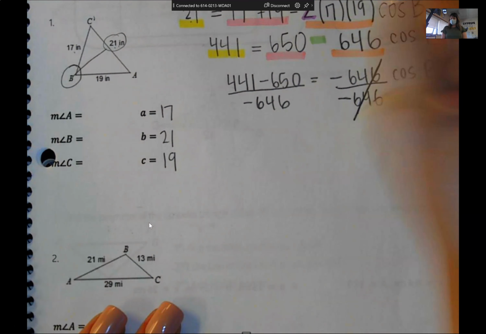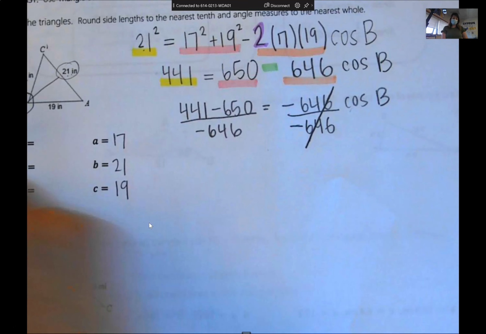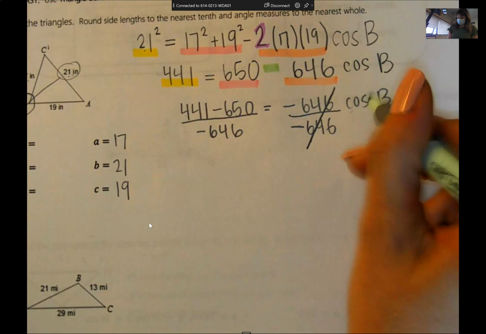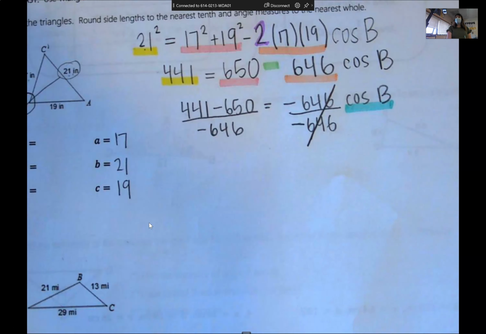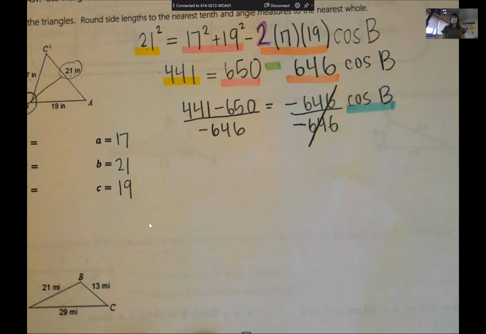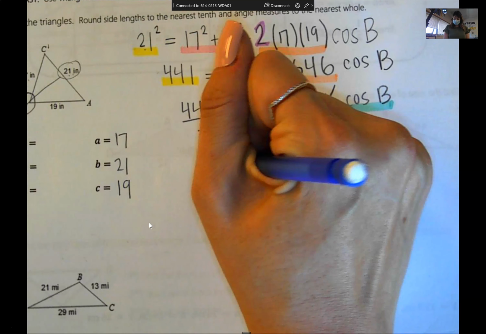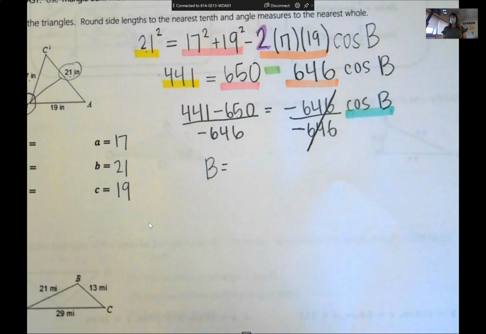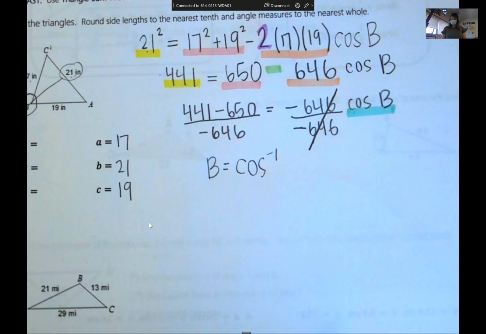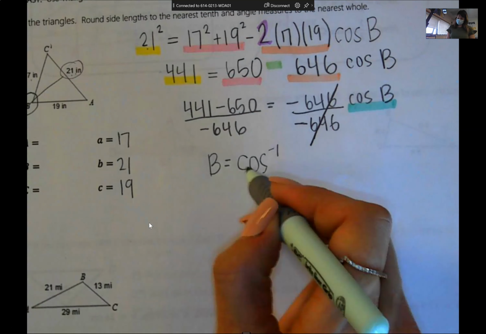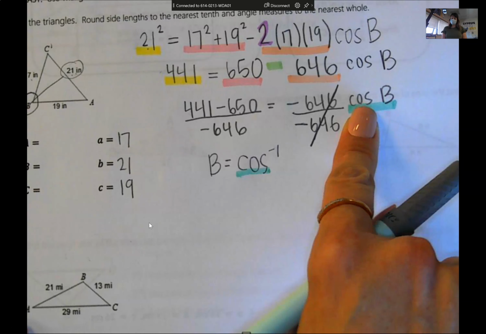This goes away, and what I'm noticing over here is that I have to find cosine B. I have to get rid of that cosine. So the way that we get rid of the cosine is to do inverse cosine. So we can say capital B is equal to the inverse cosine. I'm getting this inverse cosine because I'm trying to pull that cosine off of the B.